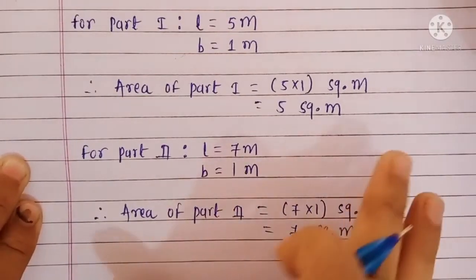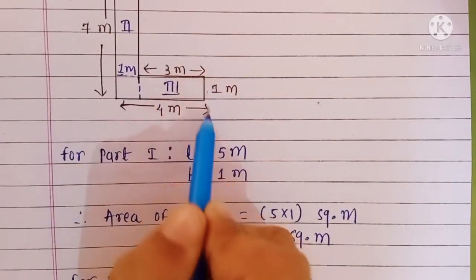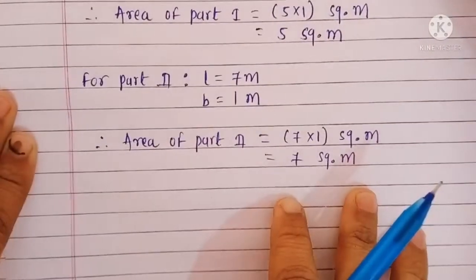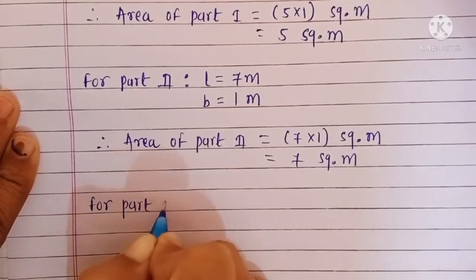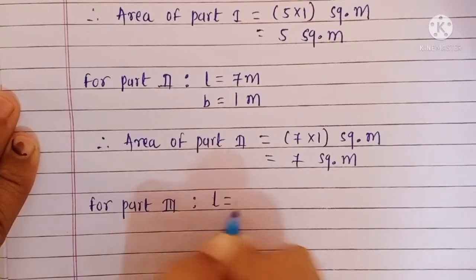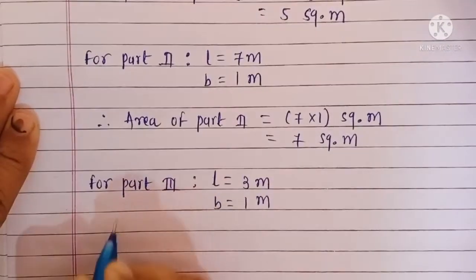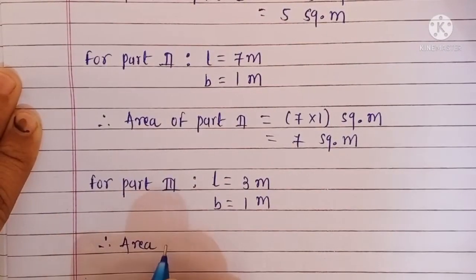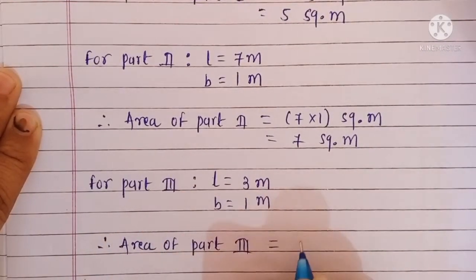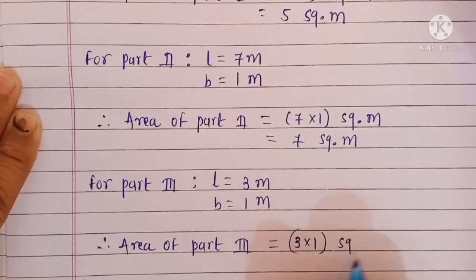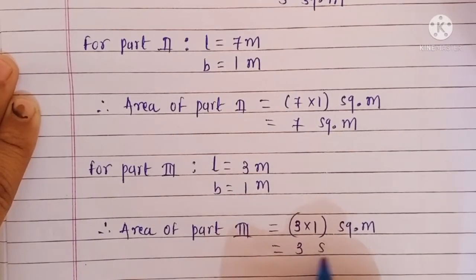Now we find area of the third part. In third part, length is 3 meter and breadth is 1 meter. For part 3, length is equal to 3 meter and breadth is equal to 1 meter. Therefore, area of part 3 is equal to 3 multiplied by 1 square meter, and area is 3 square meter.